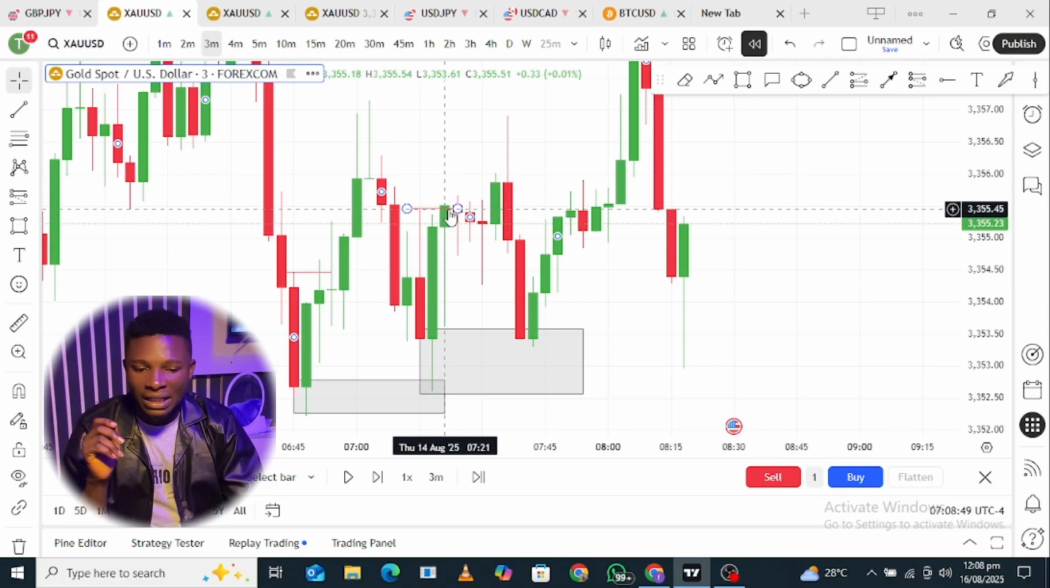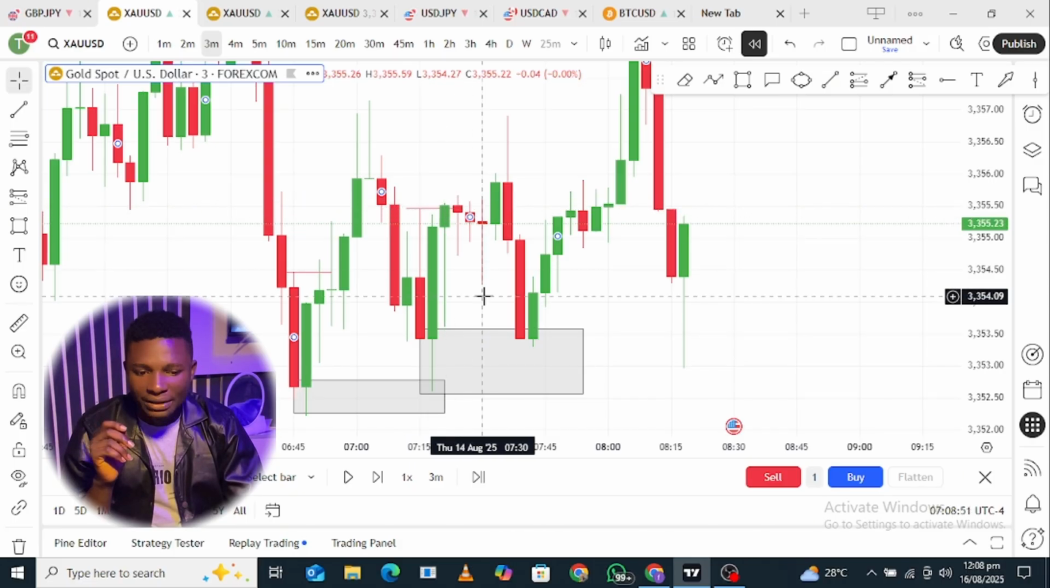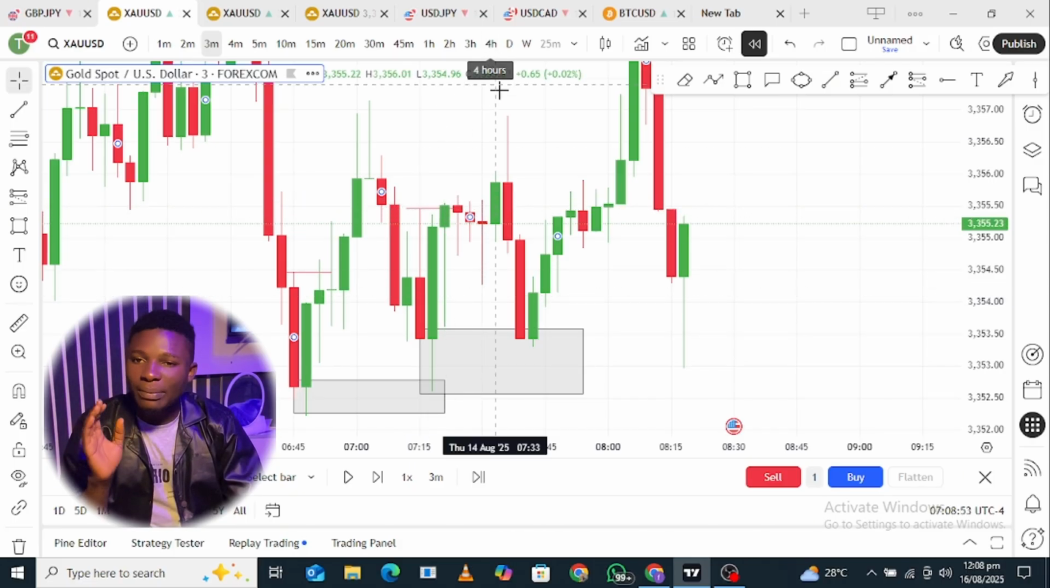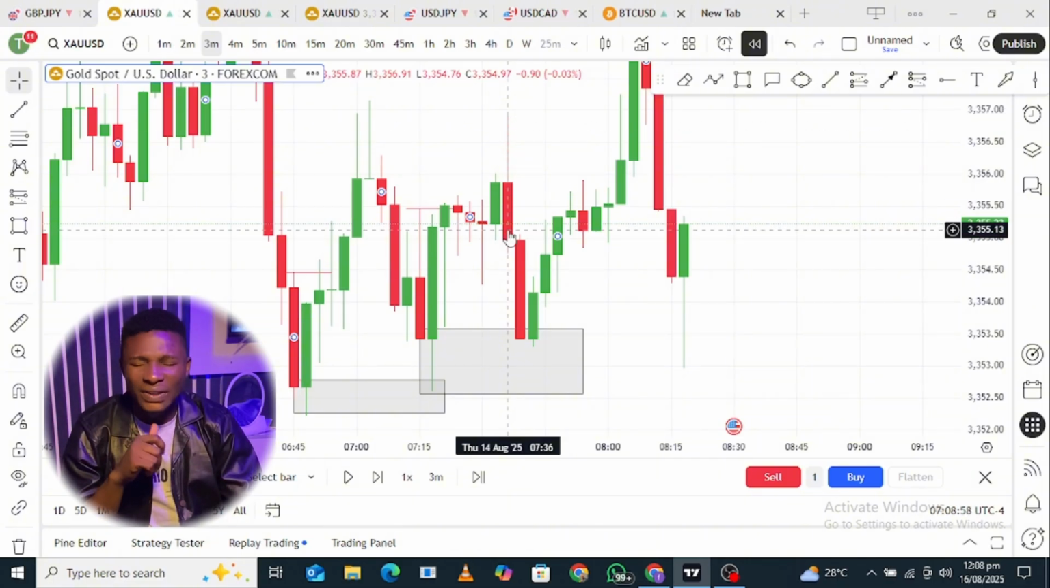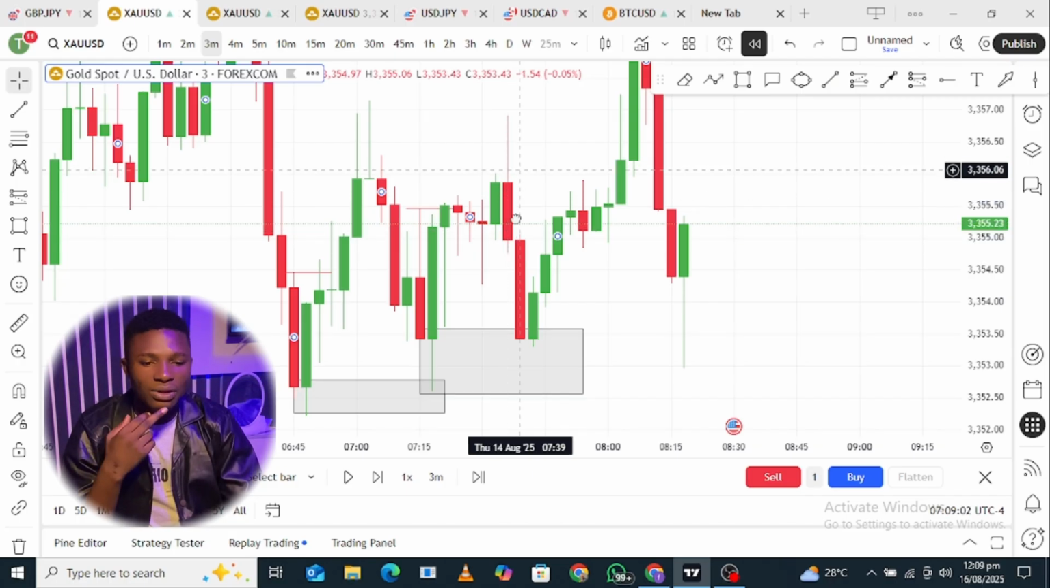After price ended up breaking this particular high, price came all the way down, then the price pushed up. So that indicated that price was on a bullish direction. Actually, this is the fourth way of the order block, if I'm not wrong. Yeah, the fourth way of the order block. Let me just draw it out for you.